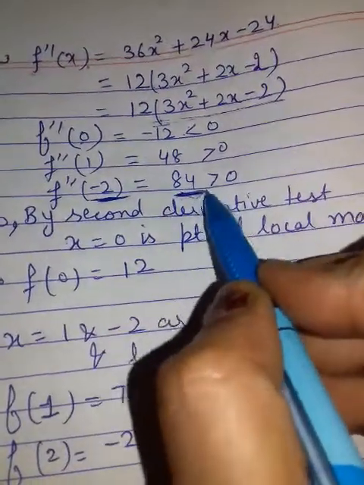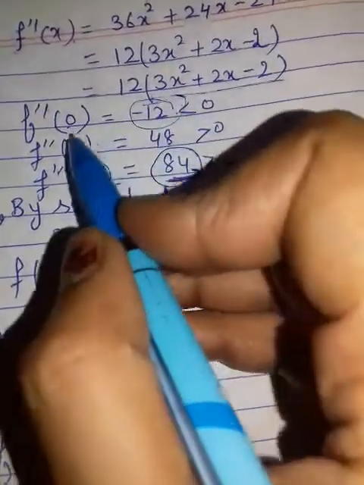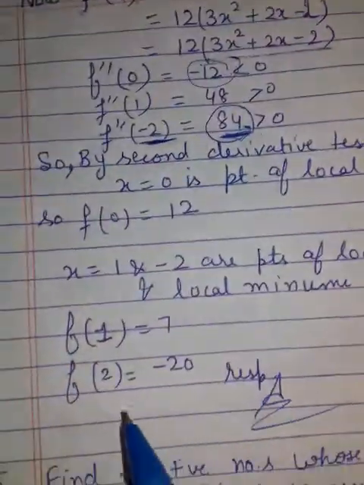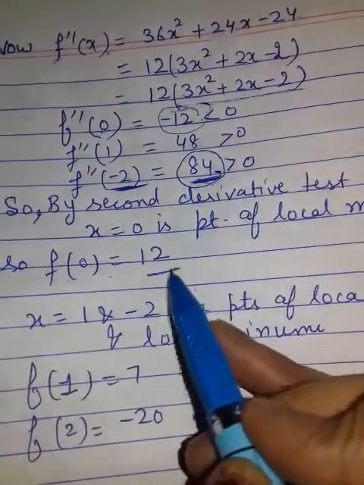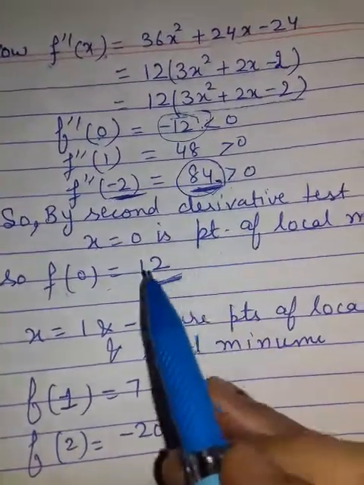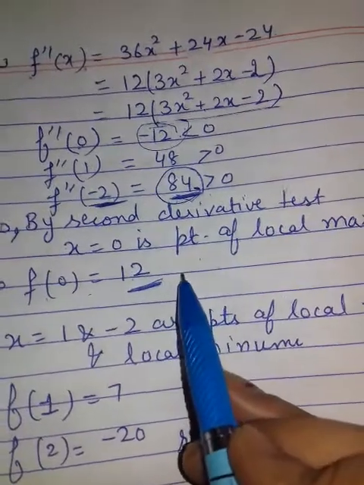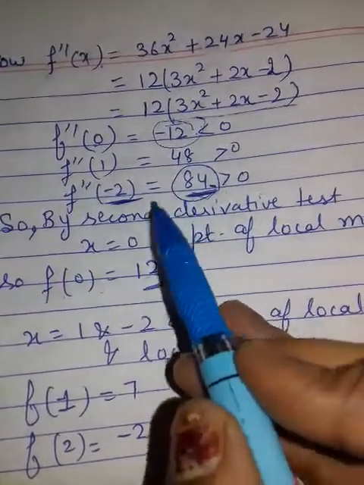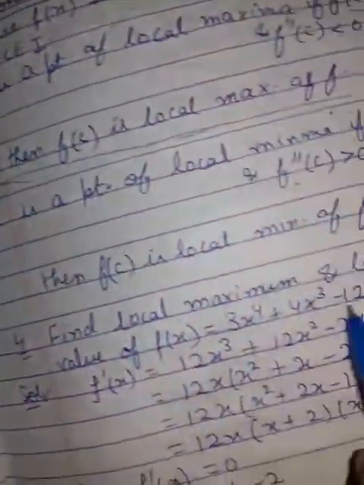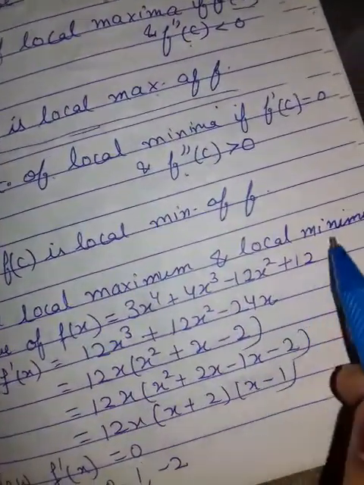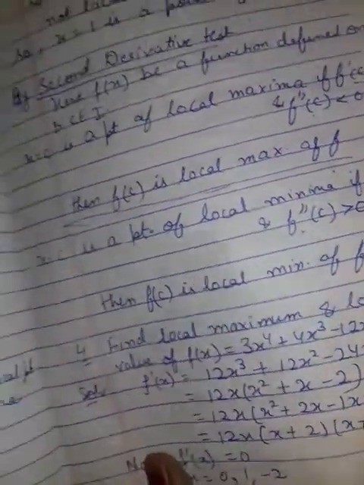See here, because this is the higher value and this is the lower value, then you will put 0 and 2. After putting 0 you are getting 12. This is your value of local maximum. Whenever you put in place of -2, what are you getting? This is your value of local minimum.